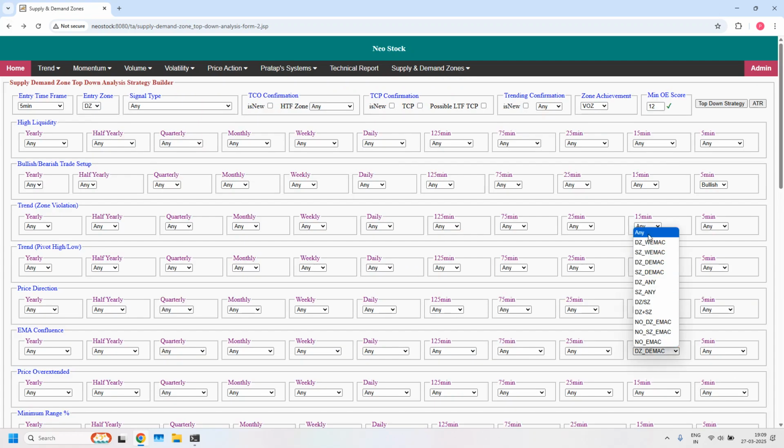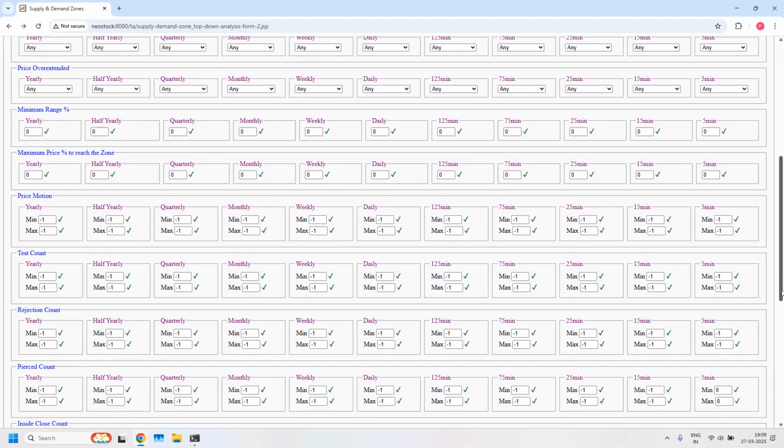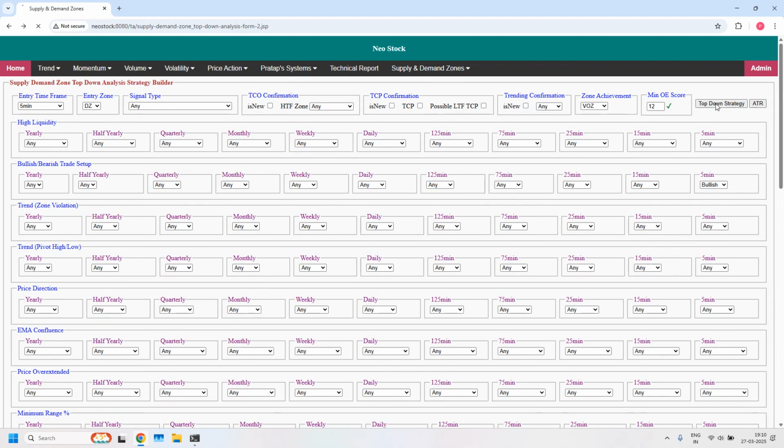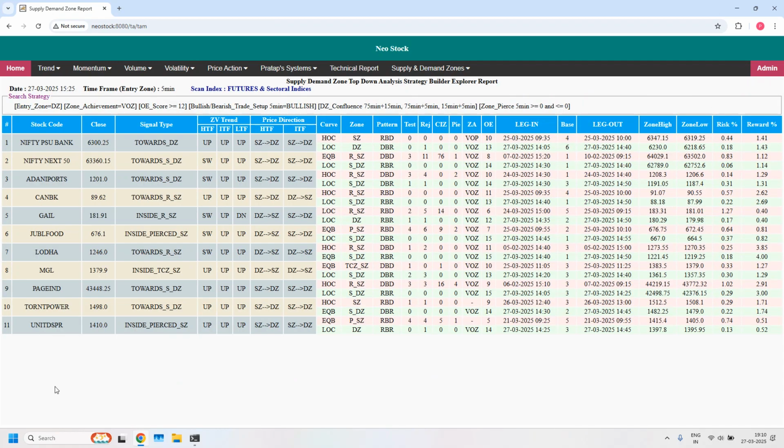I am removing this ITF EMA filter. In the demand zone confluence, I have to set 3 filters. The first filter is already enabled, 5 minutes with 15 minutes. Next, 5 minutes demand zone with 75 minutes demand zone confluence. And 15 minutes demand zone with 75 minutes demand zone confluence. With all the 3 filters, LTF, ITF, HTF demand zone confluence, we got 11 stocks.